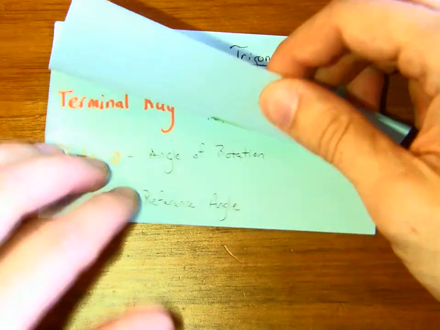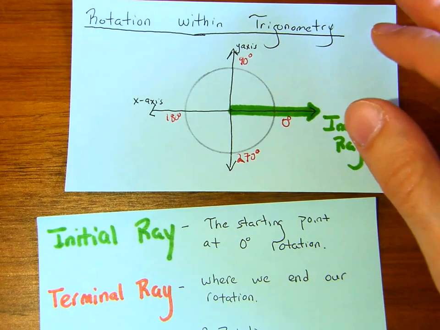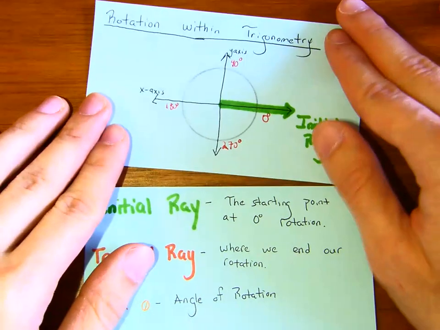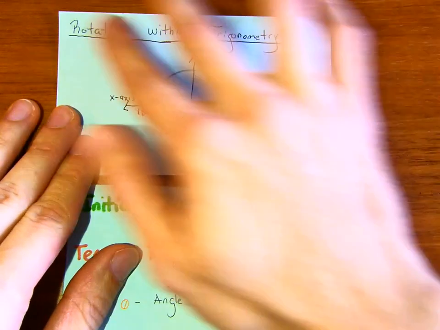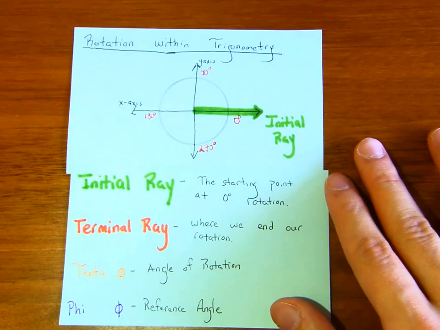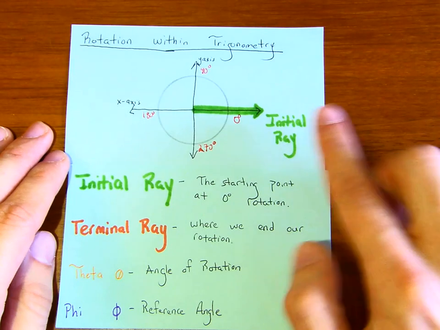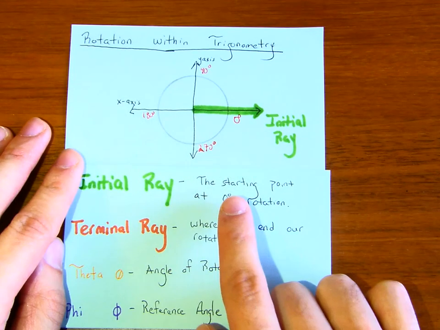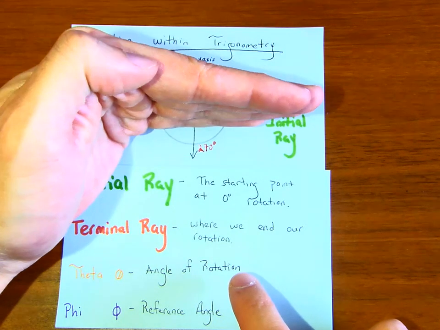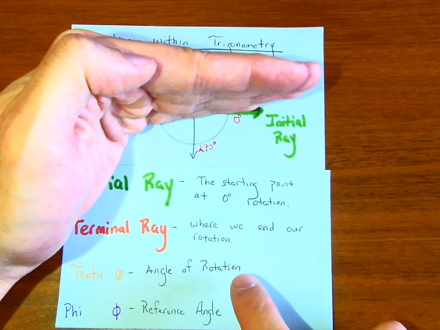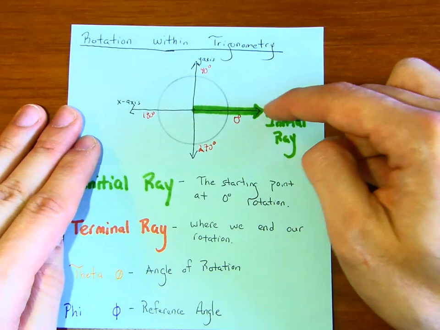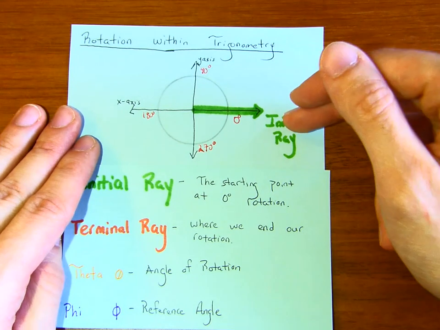What is the initial ray? Let me fix my camera angle. Please have this in your notes before we begin. Take a second, pause the video, and have this within your notes. So here we have the initial ray. It is the starting point at 0 degrees rotation. Anytime we want to rotate, whether positive or negative, we say that at 0 degrees, at the 3 o'clock position, this is the initial ray. This is where we start.